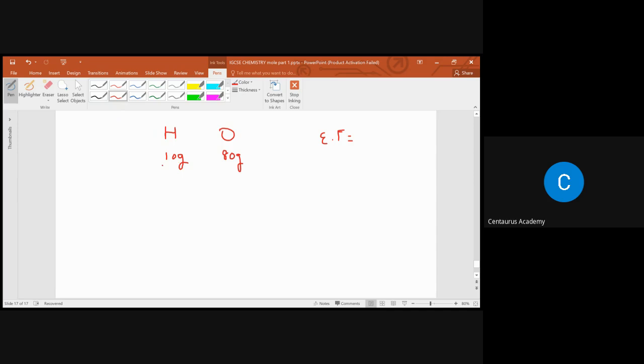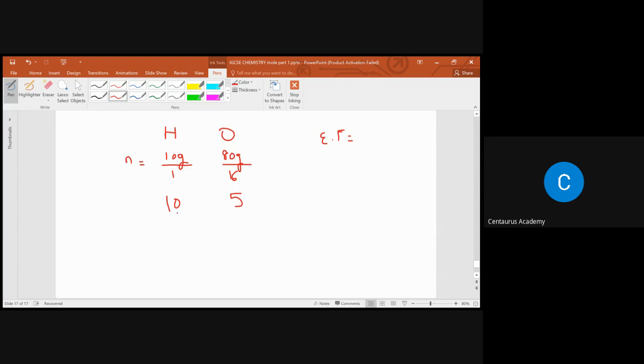The first step is to convert this mass into the number of moles. How? Mass upon Mr is the number of moles. Mr, or the molar mass, is the relative atomic mass of the substance, which is 1 for hydrogen, divided by oxygen's, which is 16. The number of moles of hydrogen will be 10, and 80 divided by 16 is 5. So we have two different numbers of moles of hydrogen and oxygen present in this particular compound.